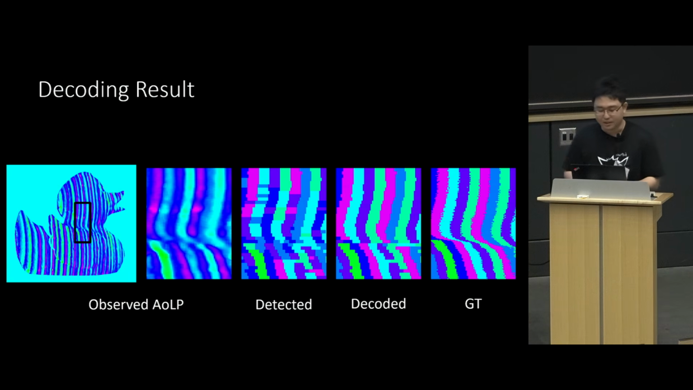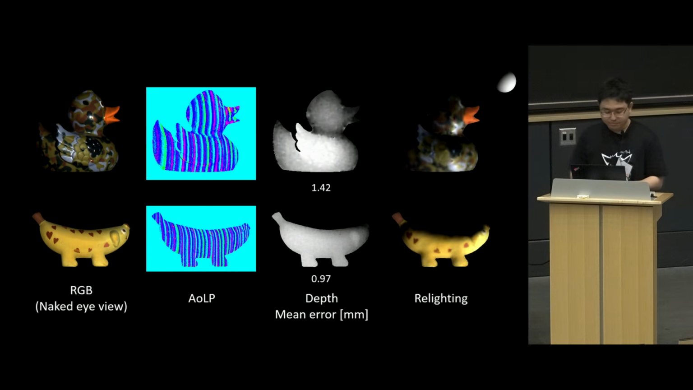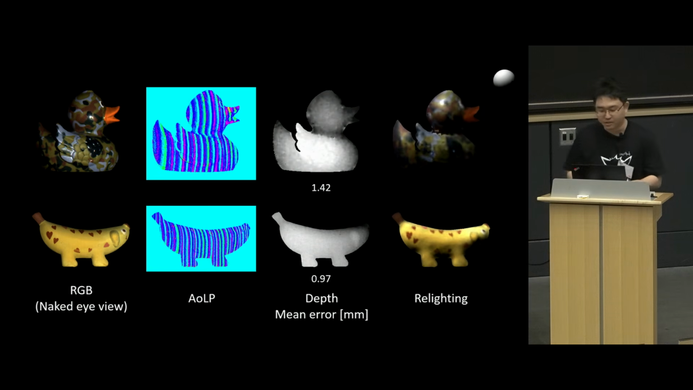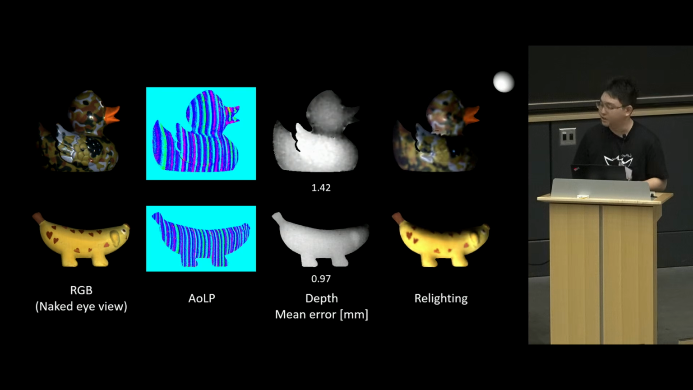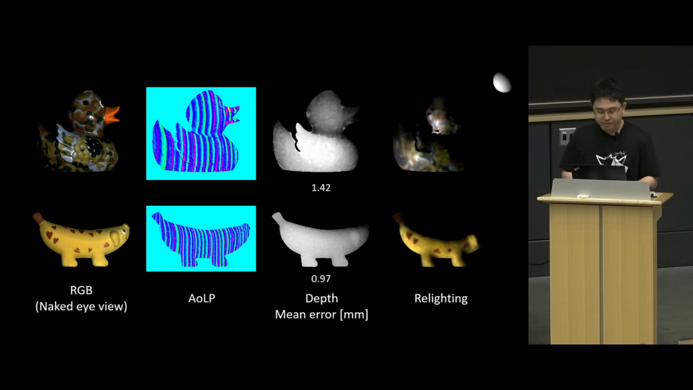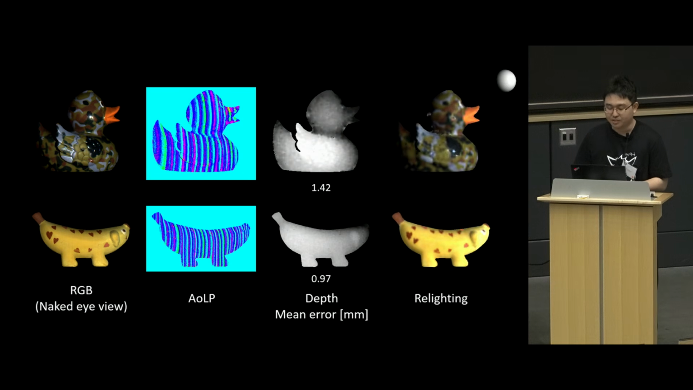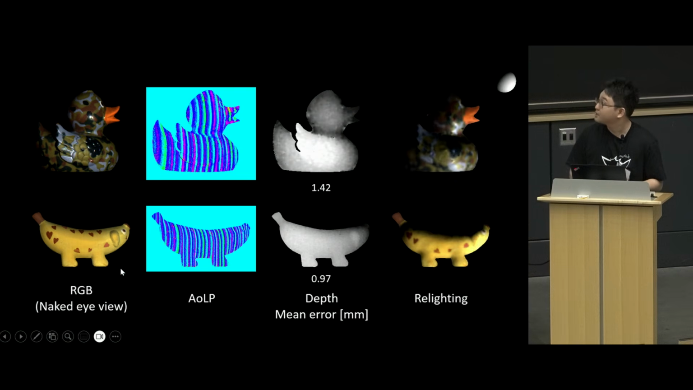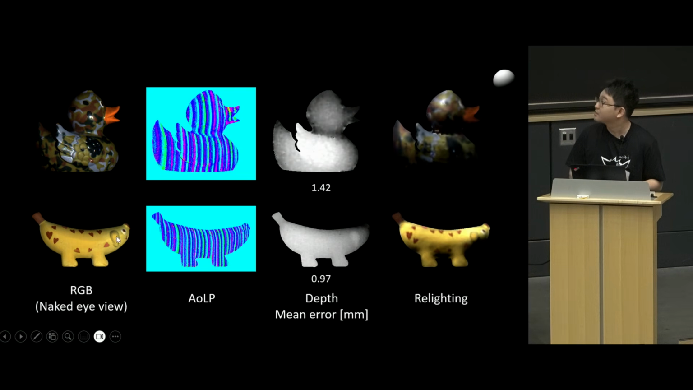Here are the results of pattern decoding. Although the pattern detection based on the AOLP quantization causes some detection errors, dynamic programming-based decoding corrects these errors for accurate shape reconstruction. We experimentally validate our single-shot method on various real-world objects. Here are the reconstruction results and the rewriting results. Our method accurately reconstructs both shape and reflectance, including color texture, from a single shot, while preserving the object's natural appearance.